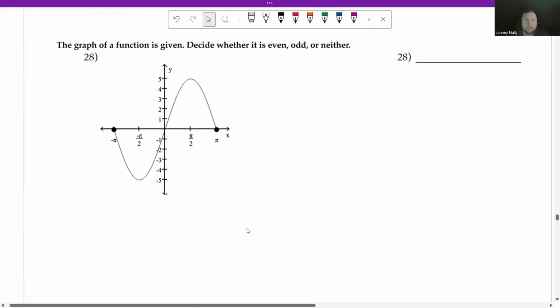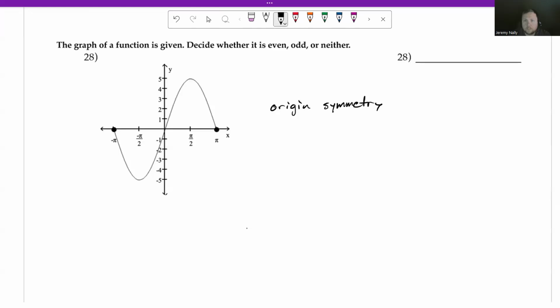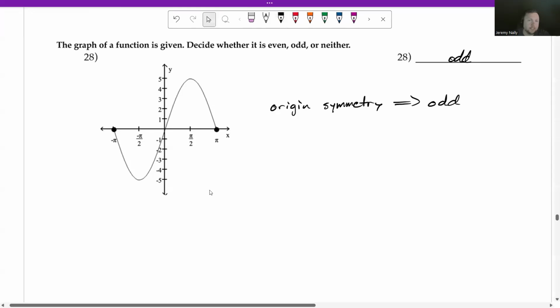Okay. The graph of the function is given. Determine whether it is even, odd, or neither. I see origin symmetry. So then therefore it's odd, or this implies that it's odd. Okay. You can all tell that says odd.